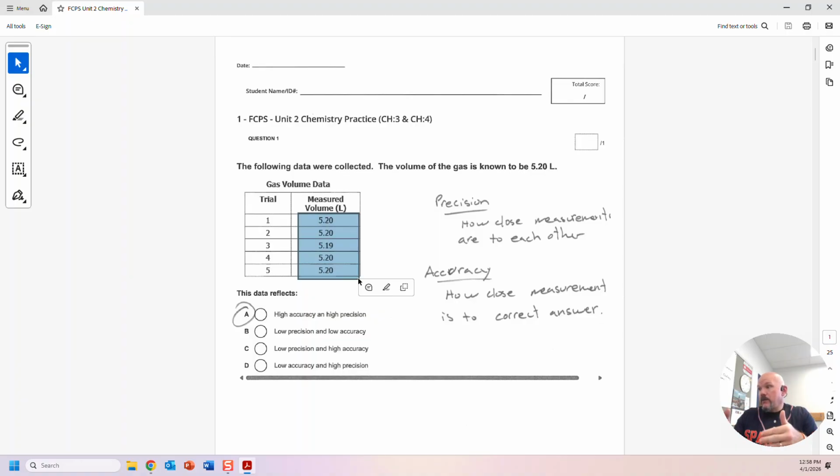Like if trial 1 you get 5.2, and then trial 2 you do the same thing but you get 1.2, you're not precise. So precision is how close your measurements are to each other, how each trial is to each of your other trials. Accuracy is how close you are to what the true outcome should be. Okay. So in this case, we're precise because all of our measurements are close to each other, and we're also accurate because our measurements are close to the true value. So it's high accuracy and high precision. All right.